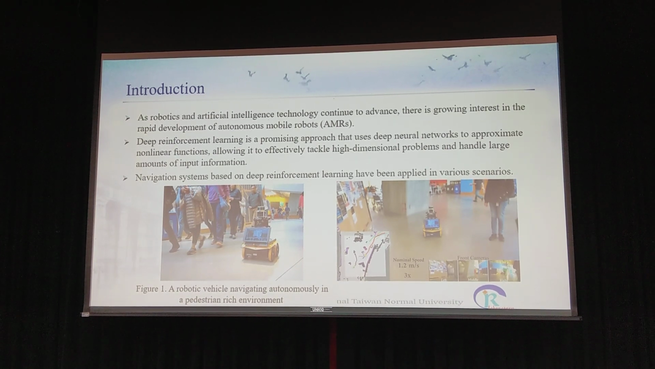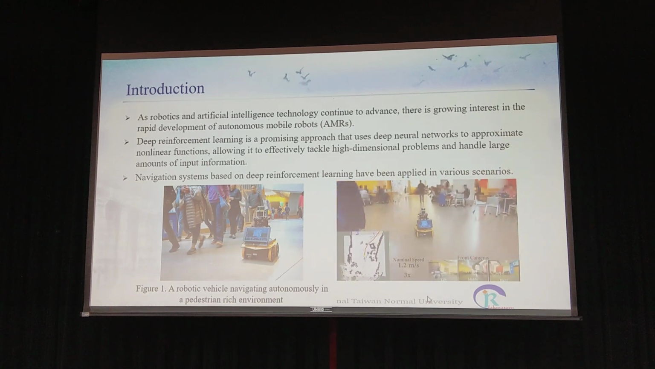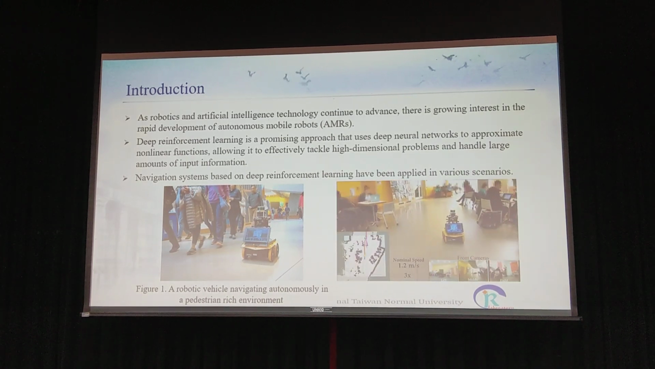And following is an example of social mode navigation and its video. You can see the robot navigating in the crowd environment.